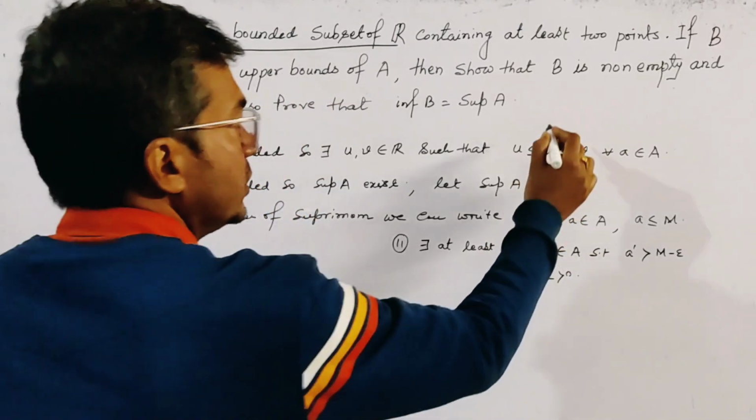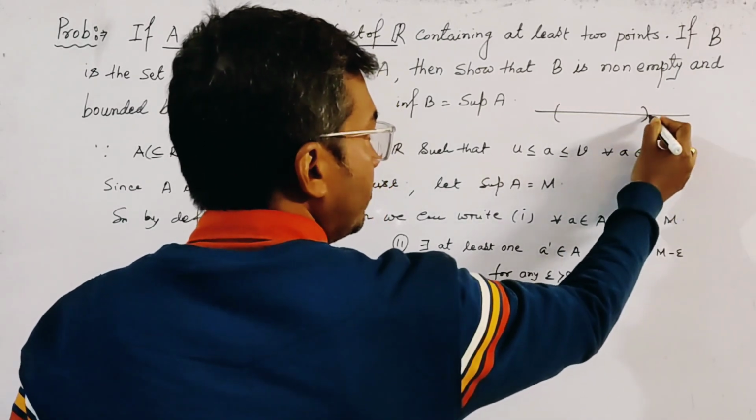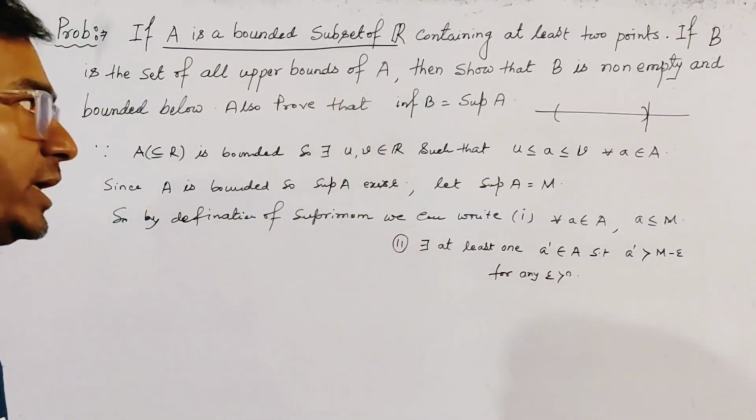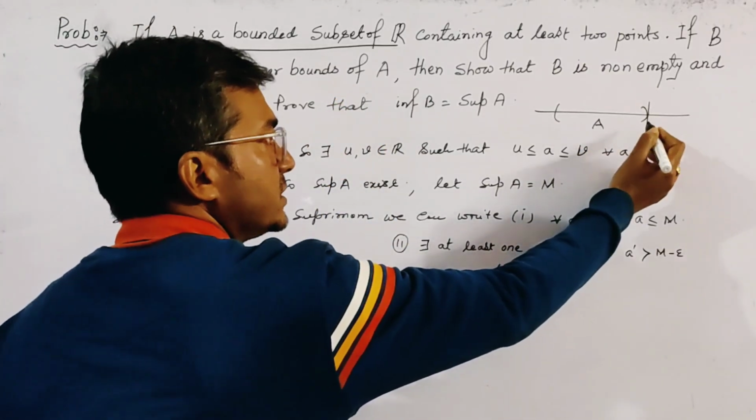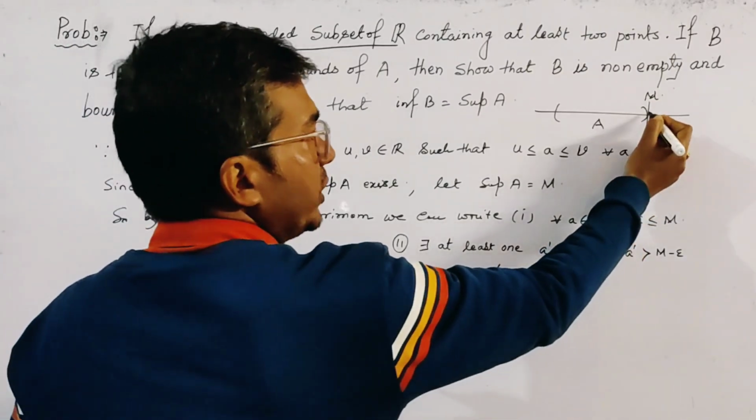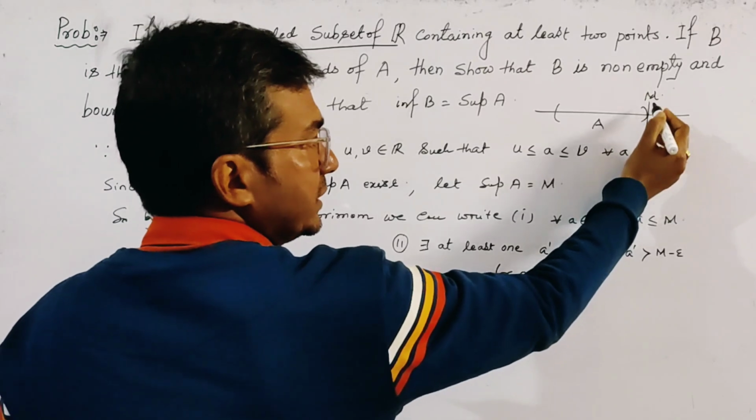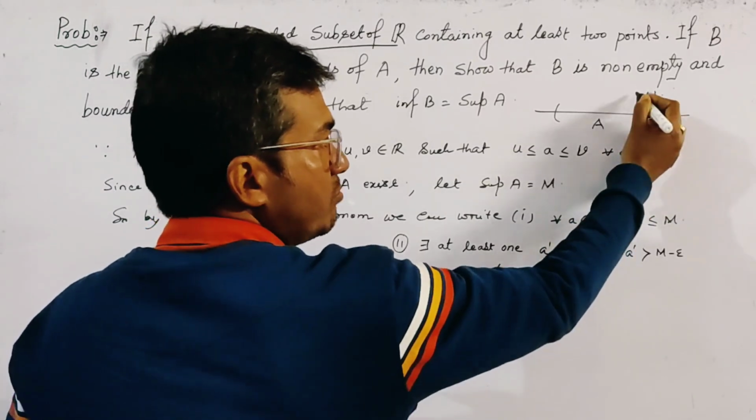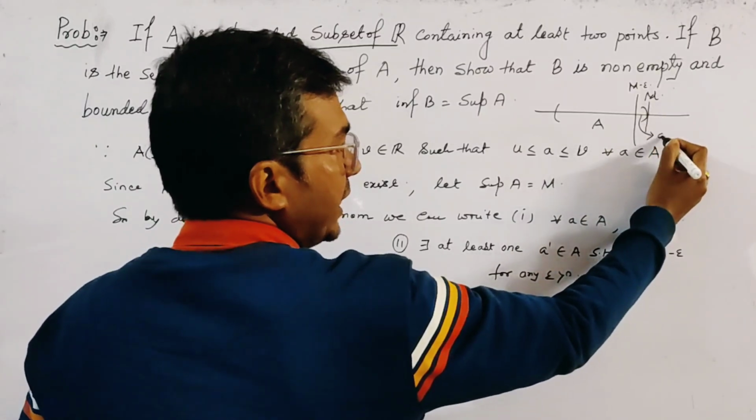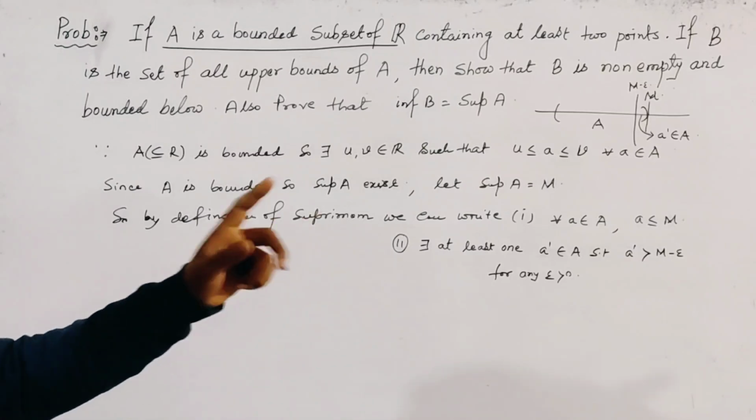Okay, because the supremum is at the upper boundary of the set. This is the set A and this is the position of the supremum, capital M. So if we subtract any positive number from M, then we get a number here, M minus epsilon. And in this case we get here a dash, which belongs to A, obviously, right? This is the second property of supremum.